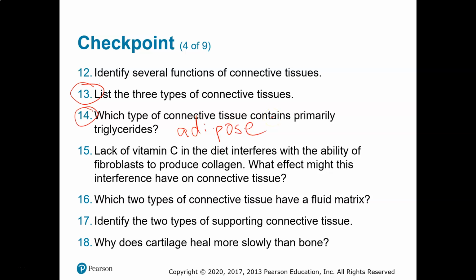Lack of vitamin C in the diet interferes with the ability of fibroblasts to produce collagen. What effect might this interference have on connective tissue? Of course, that would make the connective tissue not as strong.